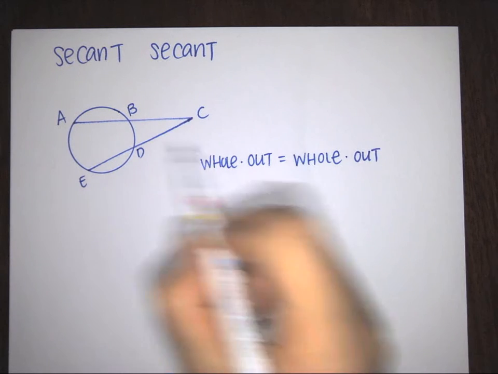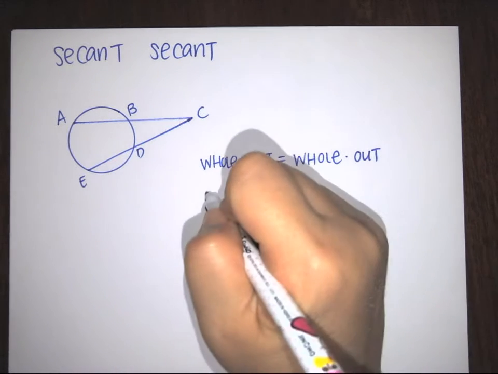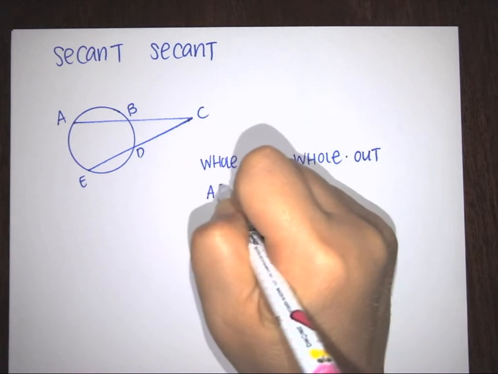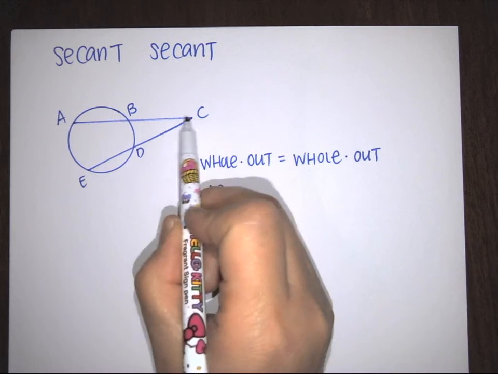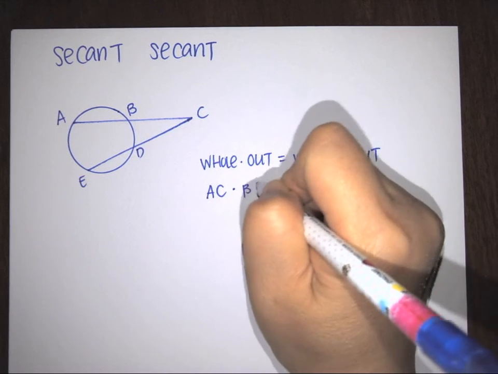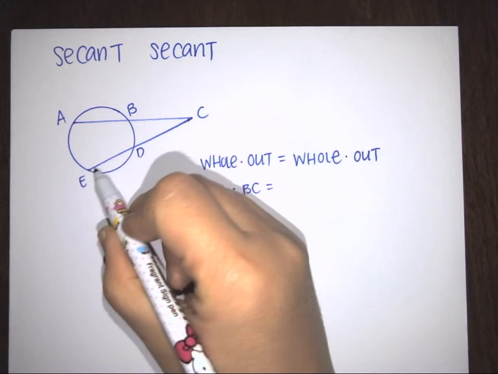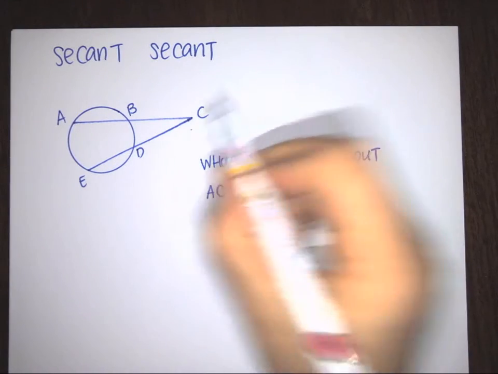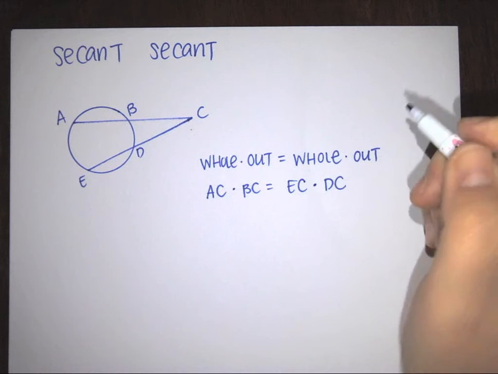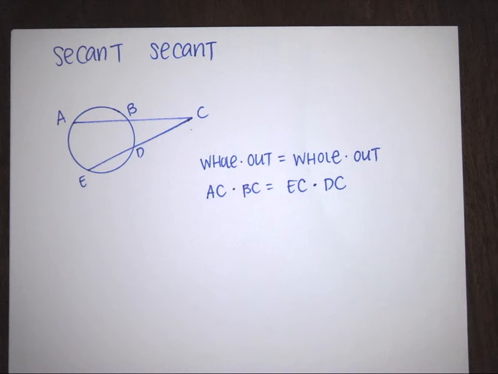So if we were to label it with the segments that we have, then it would be AC times, outside means the portion of the secant that's outside the circle, so BC. The whole secant is EC. The portion that's outside is DC. So we'll do our example for this power theorem.